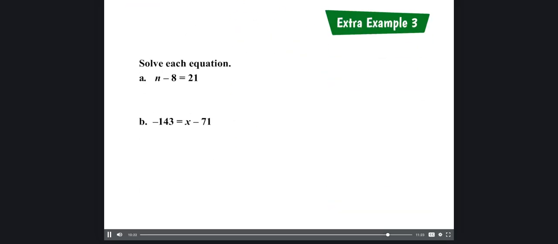Extra example 3. You'll try this problem by yourself. Solve each equation. A. n minus 8 equals 21. B. Negative 143 equals x minus 71. Hit pause and attempt these examples. Check your answers by resuming the video to see if you got the correct answers.